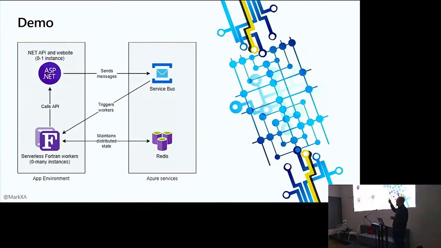But basically, the ASP.NET website there, when I hit a button on it, will start firing messages out, work messages, things to do, out to a Service Bus queue. The Fortran, based on KEDA and Dapr, will pick up that work and do something. It will update the shared state that is stored in Redis, and it will send the output of that back to the website so we can keep an eye on progress. Okay, everybody got that?